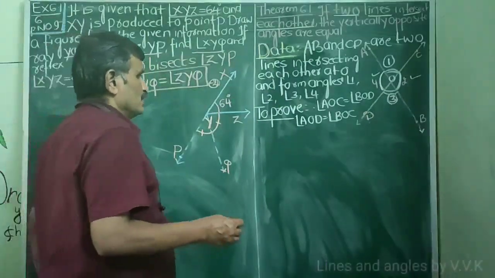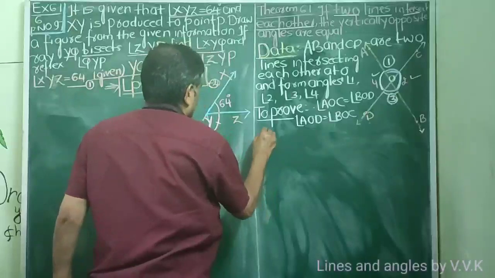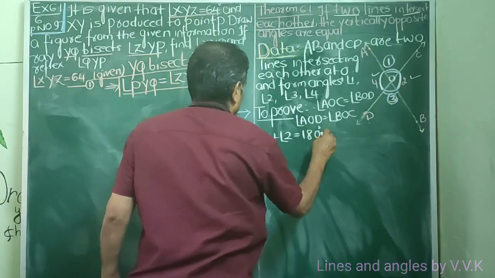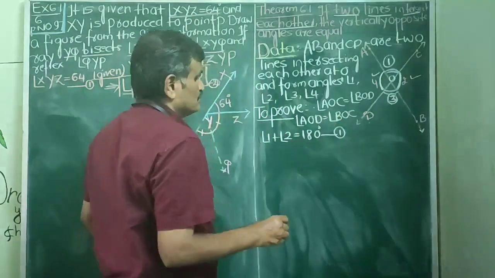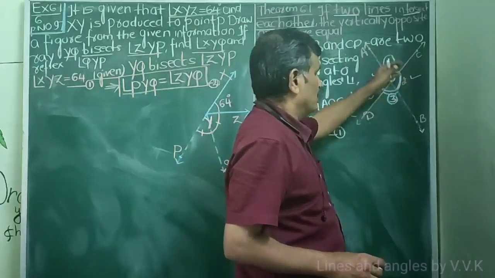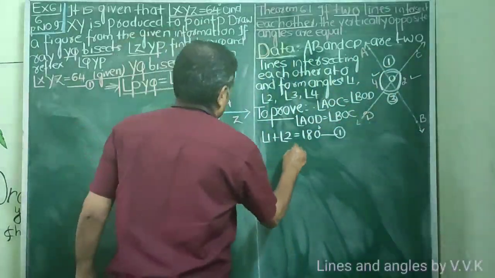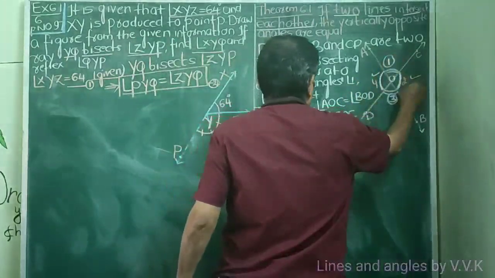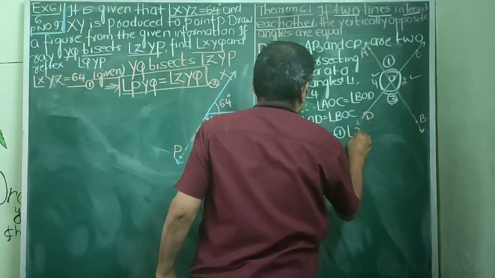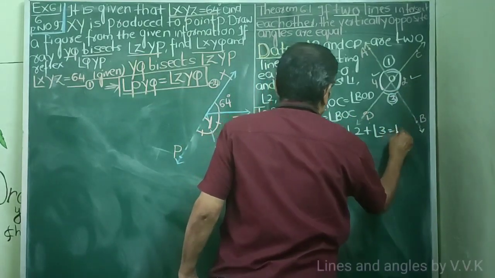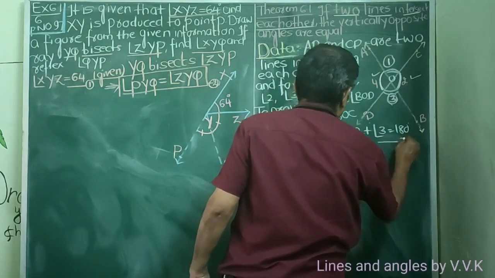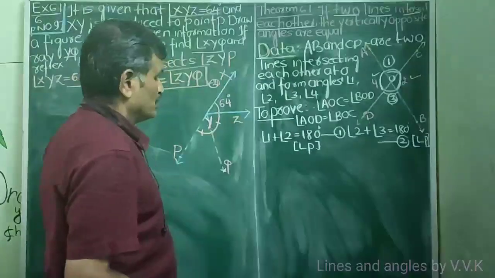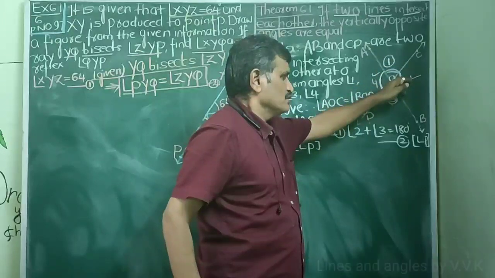See here, angle 1 plus angle 2 is 180 degree. I hope even if I don't give the reason also you can understand very easily, because they are linear pairs. Angle 1 plus angle 2 is 180 degree, and the reason is linear pairs. Similarly, 2 plus 3 is 180. The proof is very simple. Again, the same reason I have to give, linear pair. So children, angle 1 plus 2 is also 180. Angle 2 plus 3 is also 180.